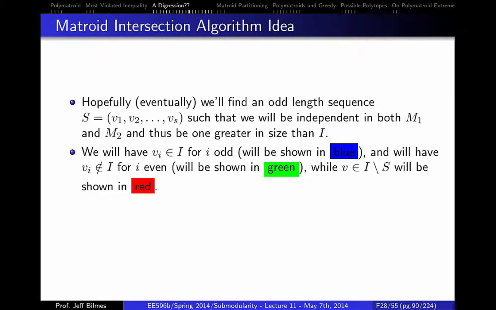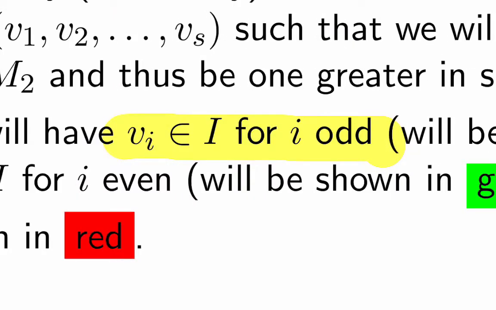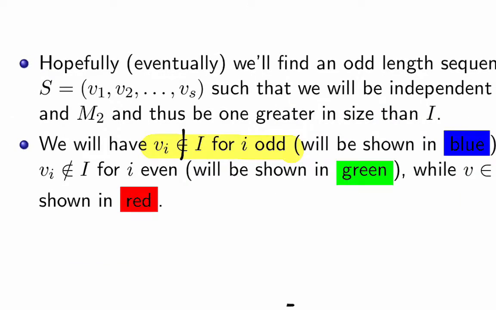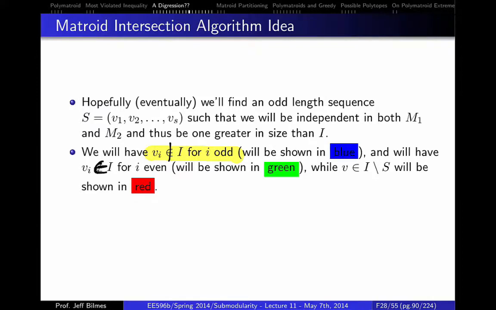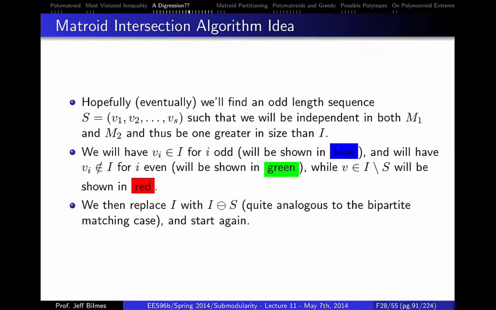So basically what we're going to find when we construct such a sequence, I think I made a mistake here. I think this is supposed to be not equal, and this is supposed to be not in, and this is supposed to be in. Because the first one we chose was not a member of I. The second one we chose is in I. The third one we chose is not in I, and we keep alternating. This is what happens when you do new bullet points.